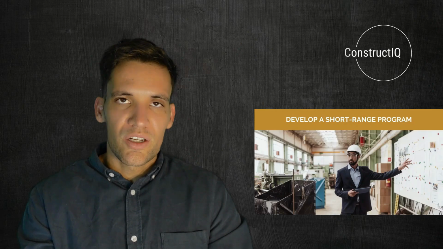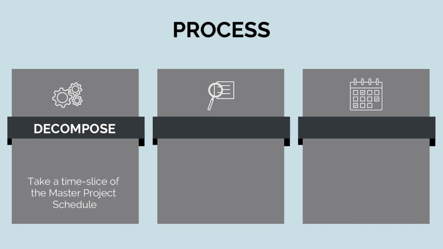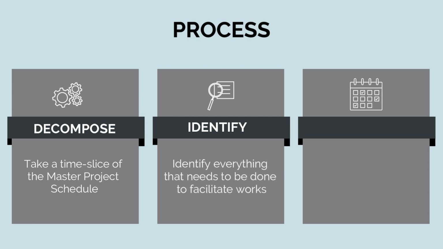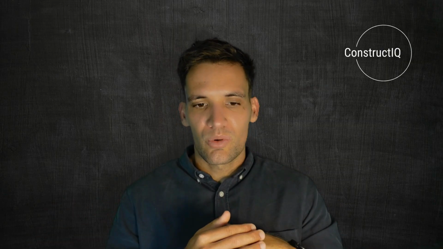All right, so now we're going to look at how to develop a short-range program. This process is going to occur in 3 steps. First, we need to decompose the schedule. Take a time slice of the master project schedule and think about all the individual tasks that need to be done. So this is where we identify all the works that need to be done to facilitate this. Then we need to understand the lead times for each of these activities. So how long before the activity actually occurs do we have to be thinking about it? And that's what we use to create our simple structure of a 3-week look ahead.